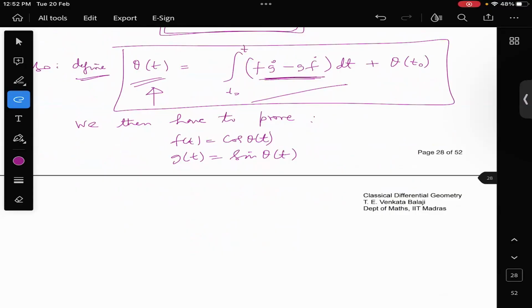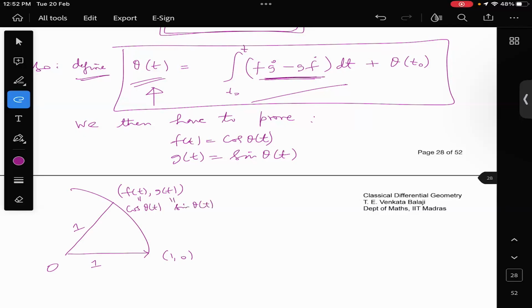So you just look at this picture. This is the unit circle, okay. There is this vector which is 1, 0, okay. Then there is this vector which is f t, g t, okay. And you want to show that this is cos theta t and this is sin theta t, where this angle is theta t. You want to show this, okay.